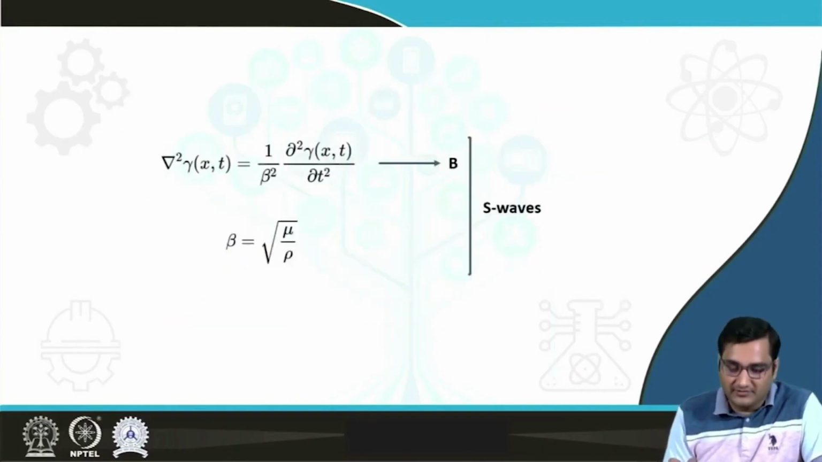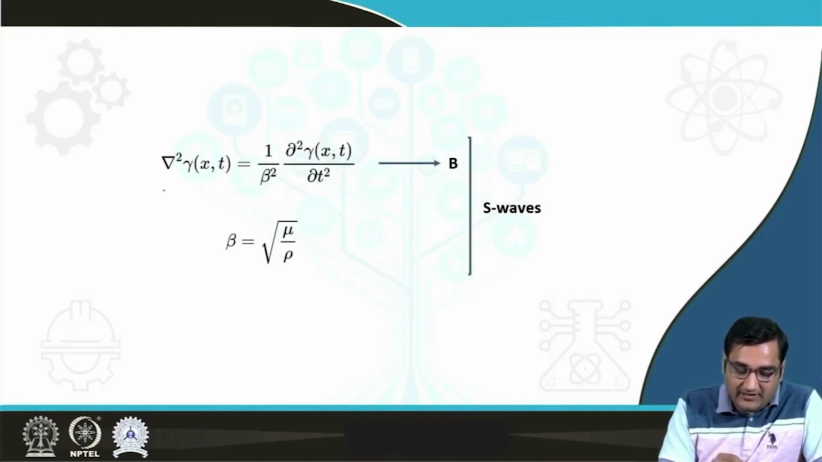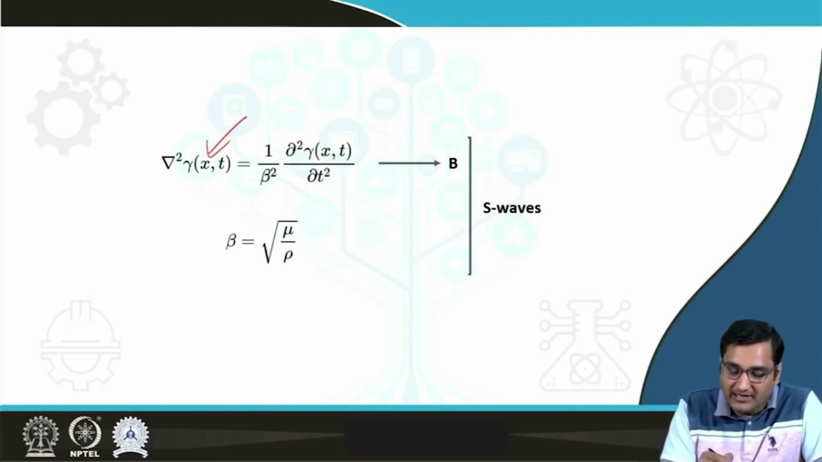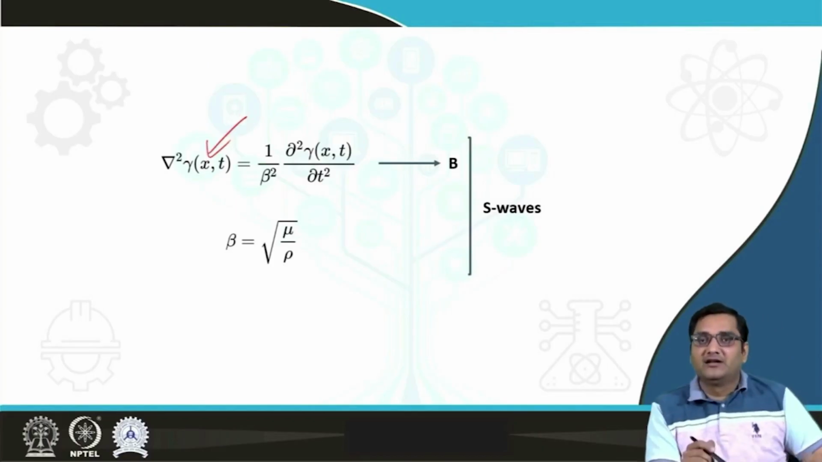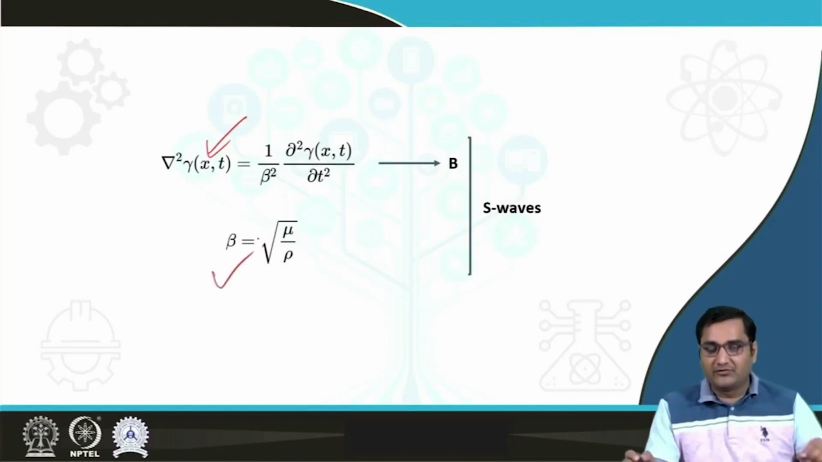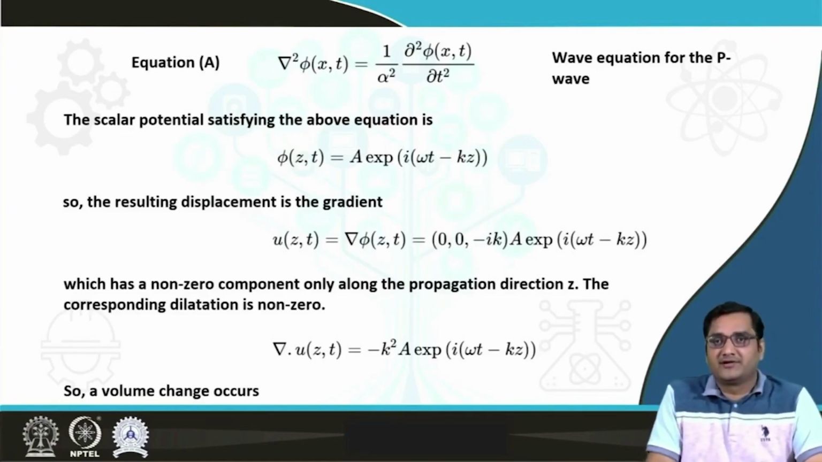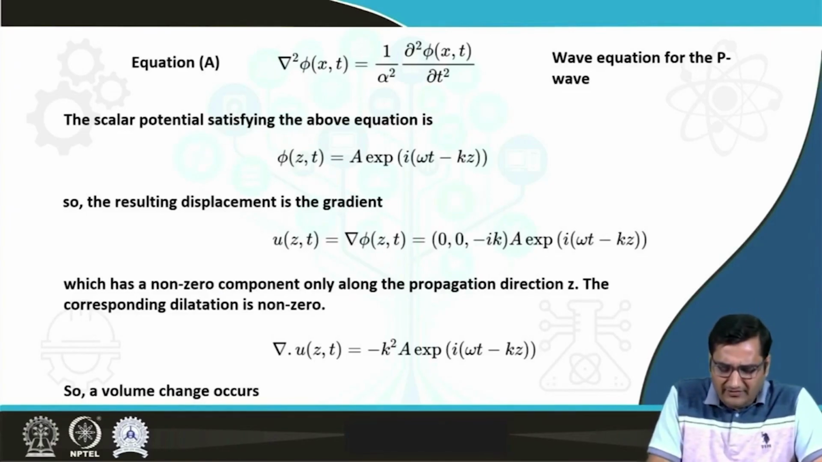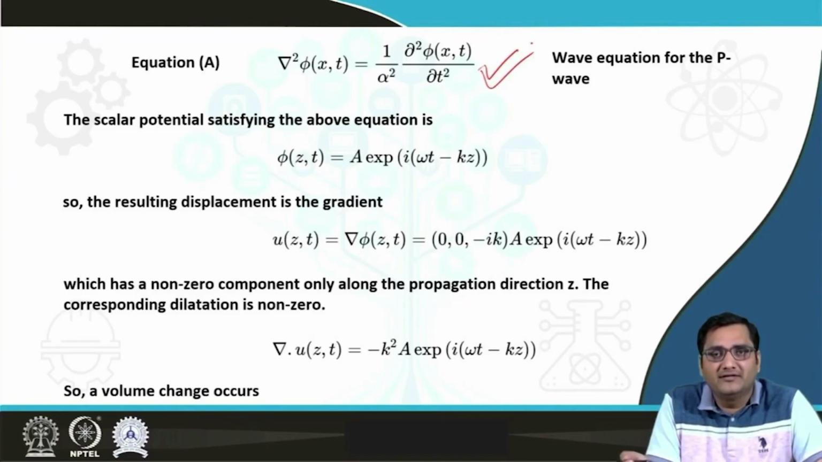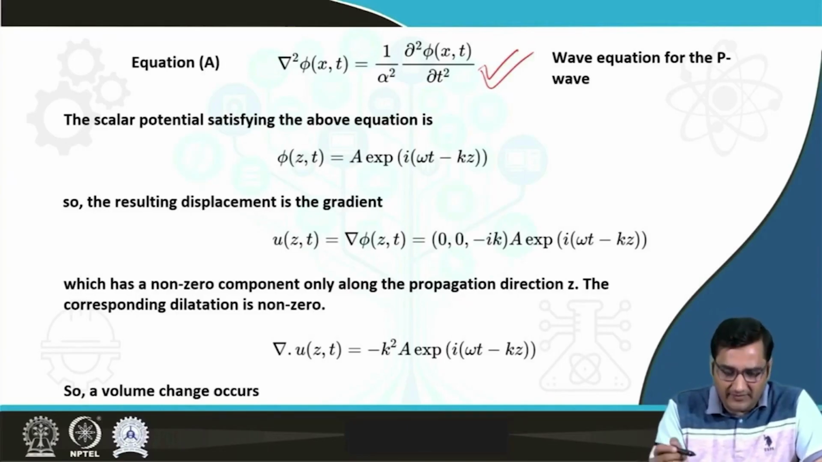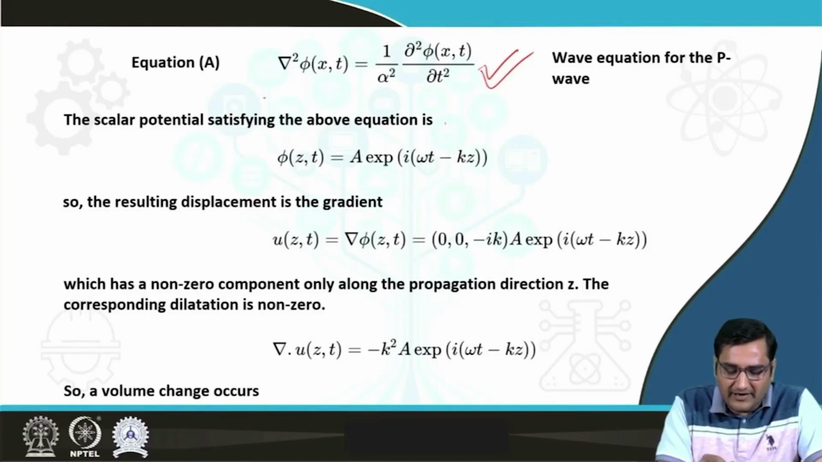Likewise, for S waves, it will be del square epsilon(x,t), because it is a vector potential, so it represents your S wave: 1 by beta square del square epsilon(x,t) by del t square, and this beta is equal to the square root of mu by rho, where mu is the shear modulus or modulus of rigidity. Now, this is your P wave equation as we derived in the previous slide. For the scalar potential satisfying the above equation, to find a solution we can consider phi(x,t) as this.